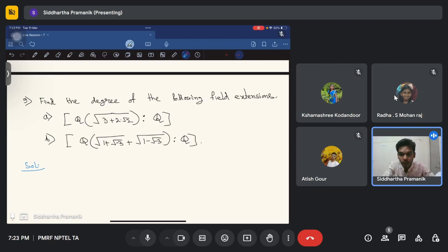Yes, any idea how to do it for the first one? You just need to find the irreducible polynomial of this element, and the degree of that irreducible polynomial, right? So what will be the irreducible polynomial of the square root of 3 plus 2 root 2?